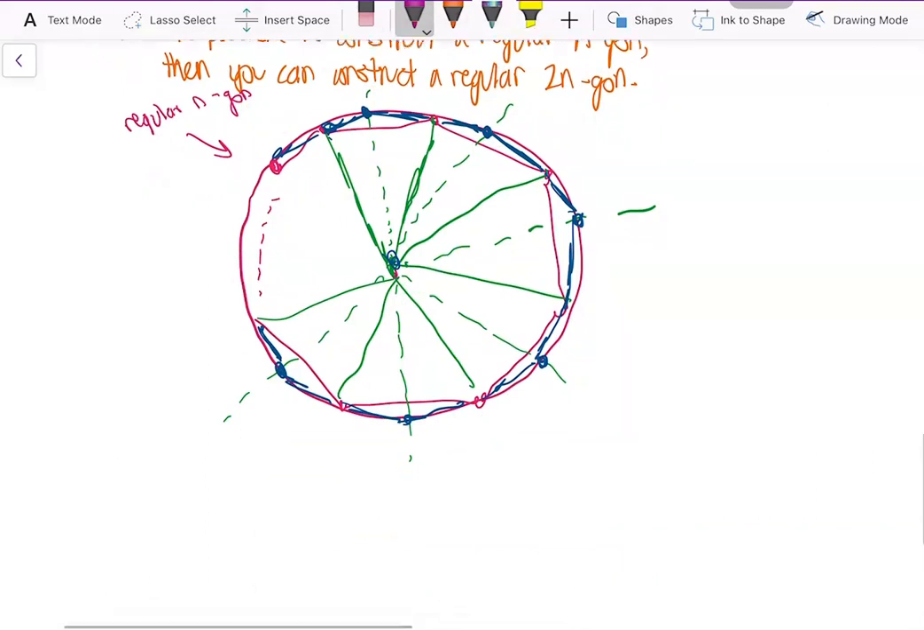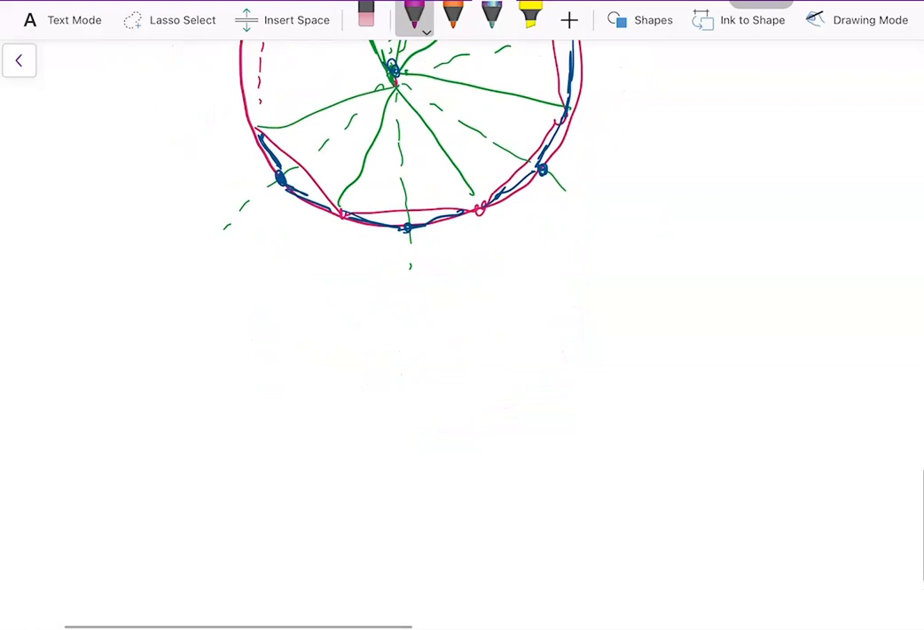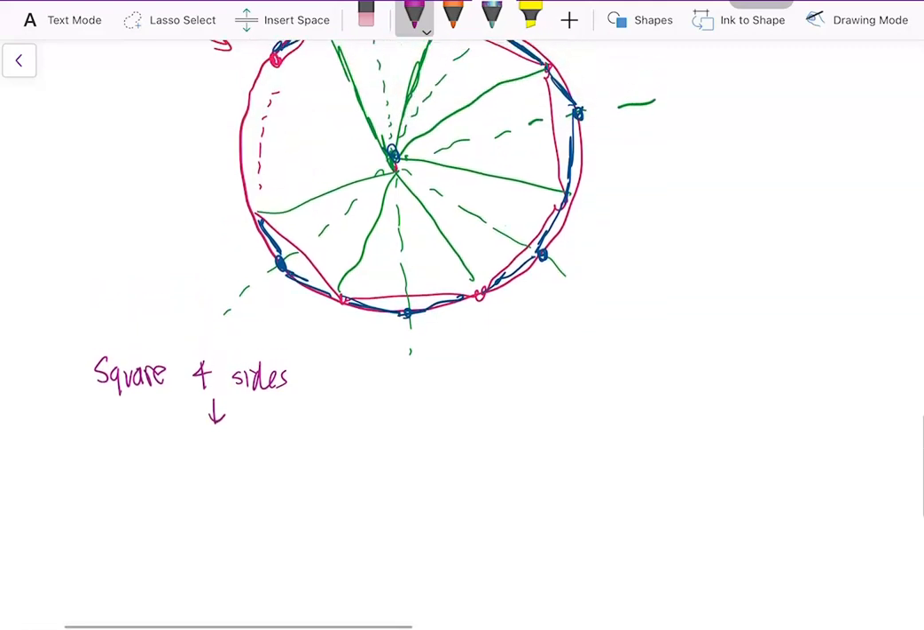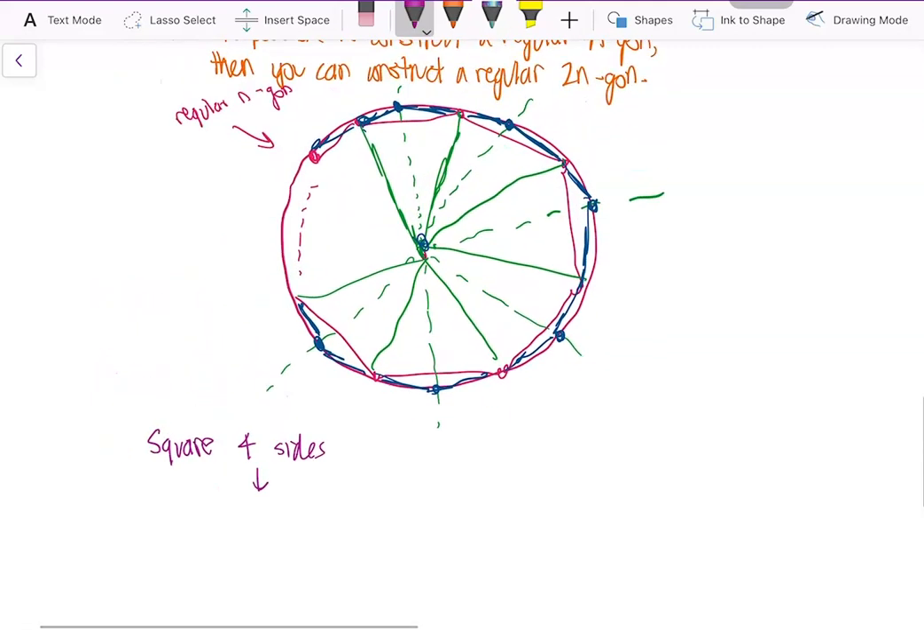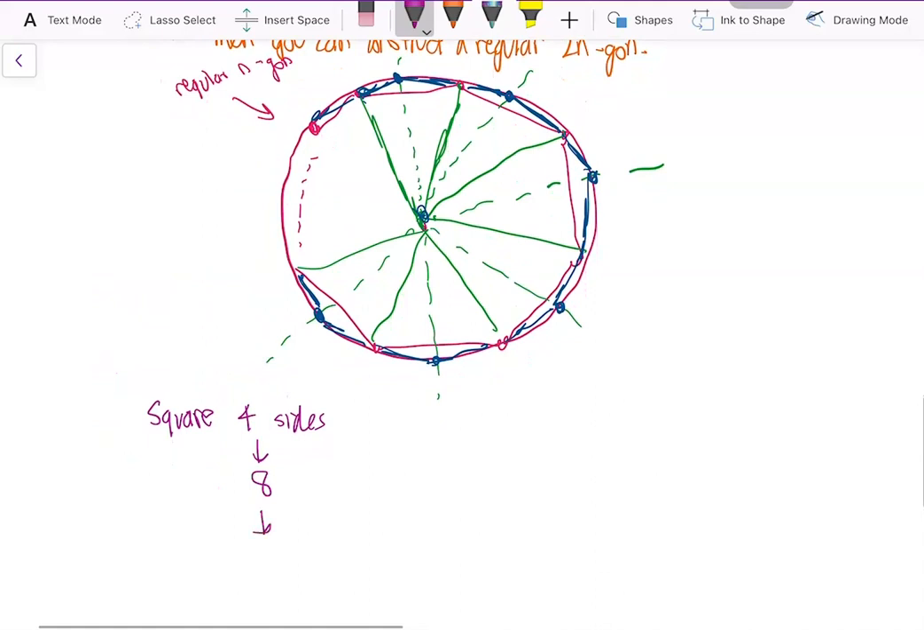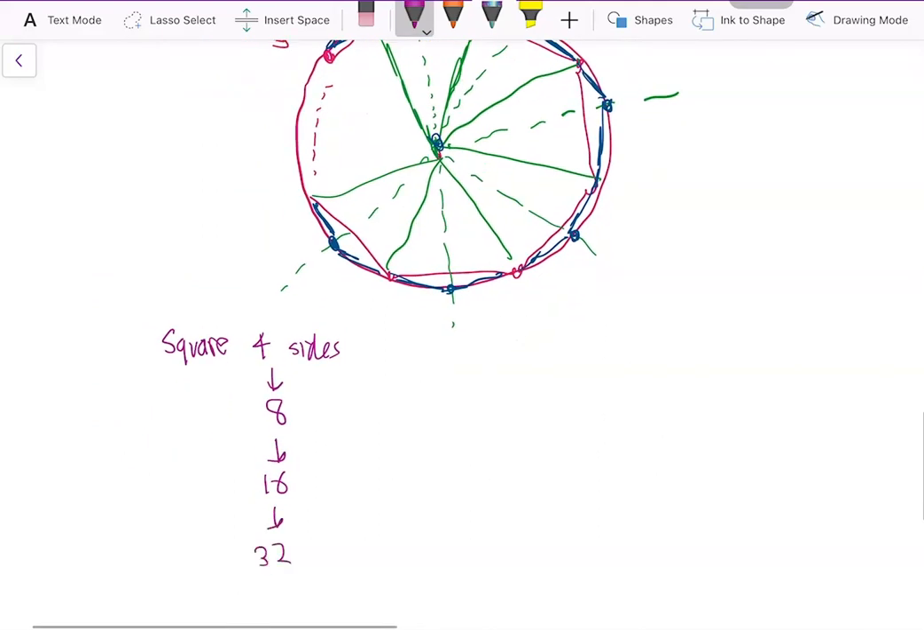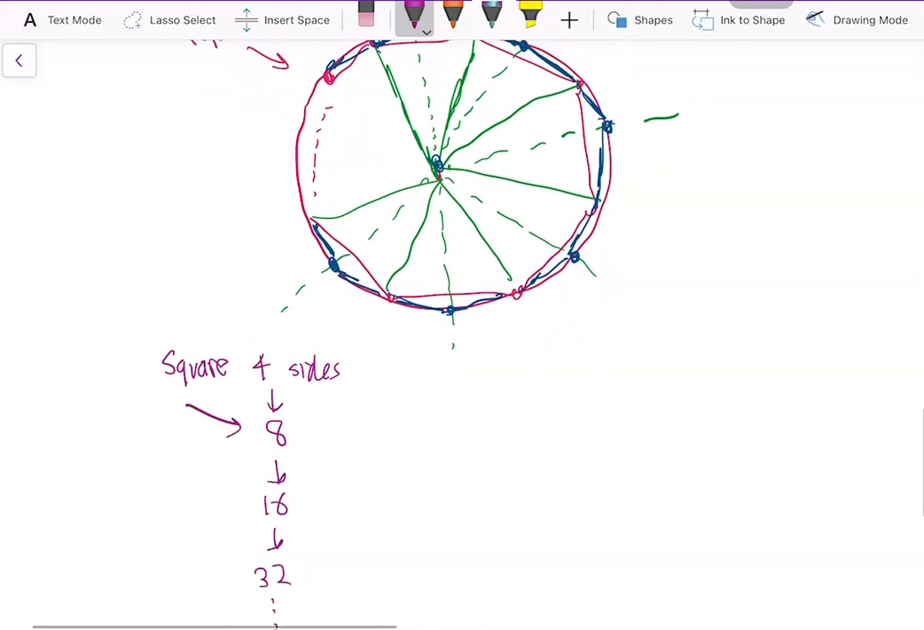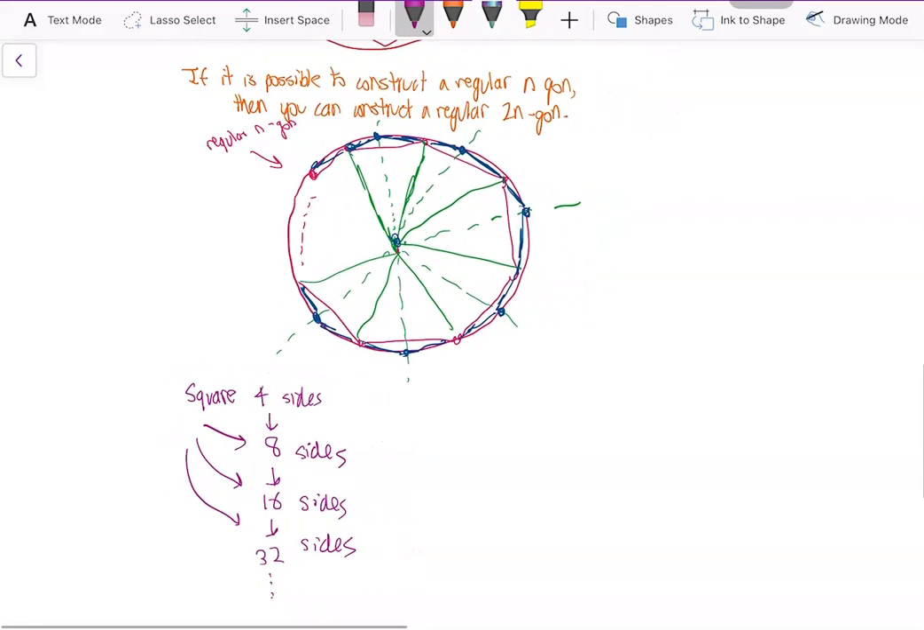So what we can do with this theorem is construct a square, which we already know. But just using the fact that we can construct a square, we can keep on doubling the number 4. 8, 16, 32, and so on. And all of these regular polygons can be constructed with this many sides. This is because of the theorem that if you can construct a regular n-gon, you can construct a regular 2n-gon, so you can keep on doubling.